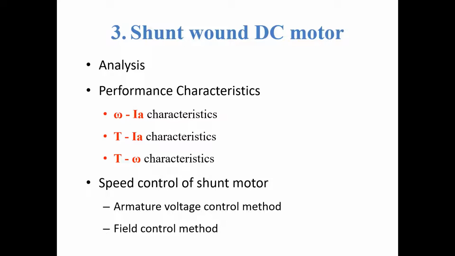So let's get into it. In today's lesson, we are going to deal with the shunt one first, and then we'll proceed to the series DC motor. Under shunt, we are going to discuss the equivalent circuit and the analysis part. We are also going to see the performance characteristics of the shunt machine, and finally we shall see the speed control of the shunt motor. So let's get into it.